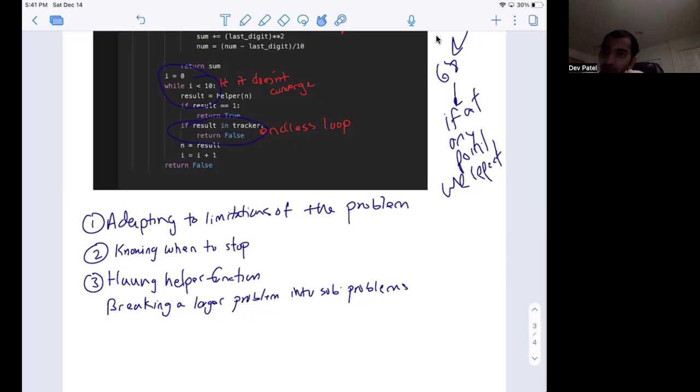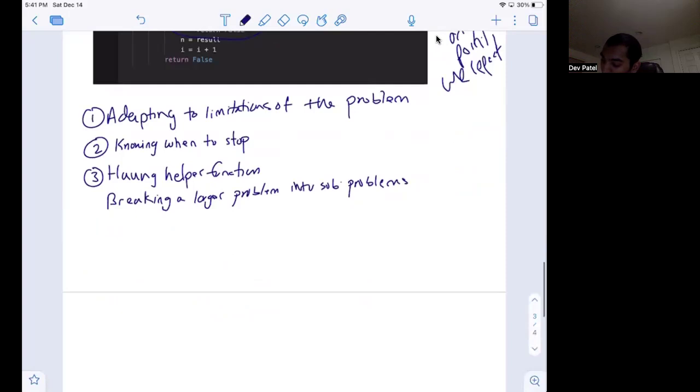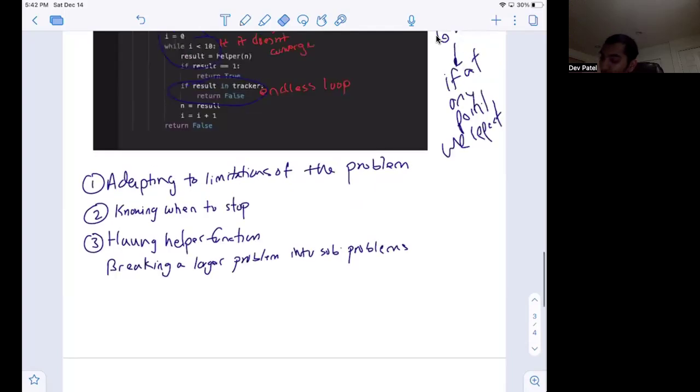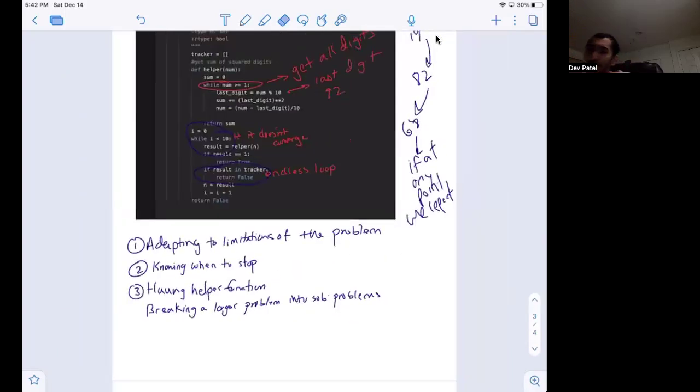Second is knowing when to stop. How do we know when to stop? We knew when to stop because we were able to find a pattern of when it was not going to be a happy number. If we get to a point where the sum of the square digits, the result, is the same as what we've already seen before, that's going to end in an endless loop. So knowing when to stop in this problem was a critical pattern recognition idea.